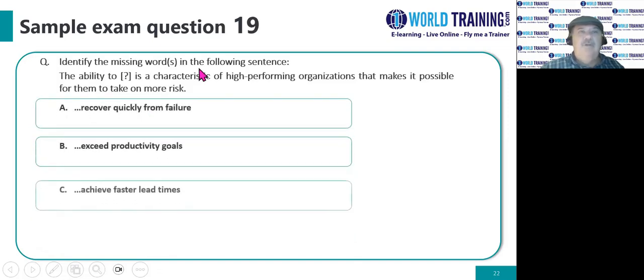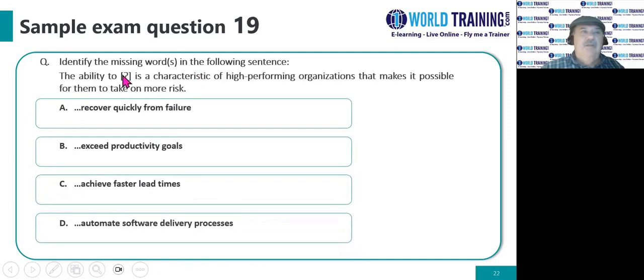Identify the missing words in the following sentence. The ability to whatever is characteristic of high performance organizations that makes it possible for them to take on more risk. Okay. The ability to recover from failure allows them to take on more risk. That's true. Exceed productivity goals has nothing to do with risk. Achieve faster lead times. Indirectly, but really the more direct is A. Automate software delivery. Again, indirectly, yes, but I think A.